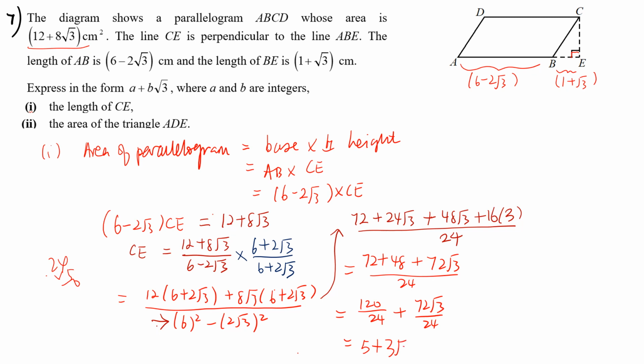Yes. Okay. So let's check, because both the values for A and B must be integer. So A is 5, is an integer, yeah. B is equal to 3, also an integer. So we're on the right track. So this is the answer for CE.